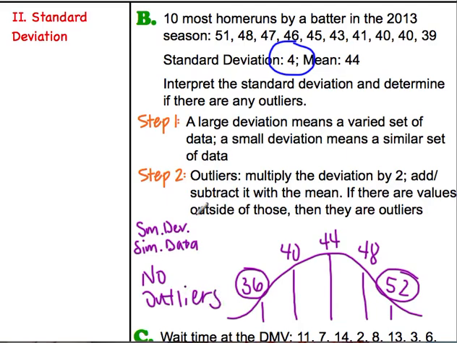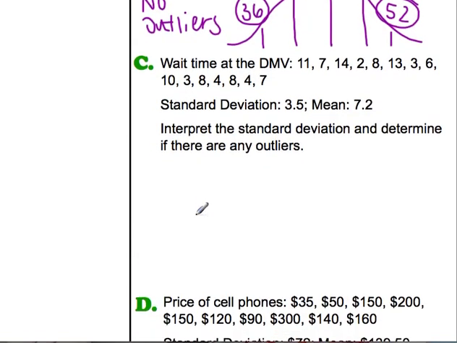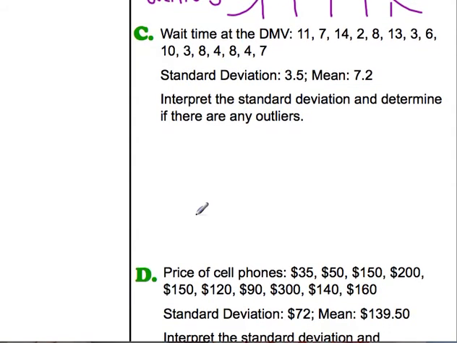So now let's go ahead and take a look at the next example. The wait times at the DMV are these following numbers. We have a standard deviation of 3.5 and a mean of 7.2. So we want to interpret this. When I look at that standard deviation of 3.5, personally, I've been to the DMV. I don't consider that to be a long wait because 3.5 minutes is pretty darn quick. So I'm going to say that that is a small deviation or small variation.